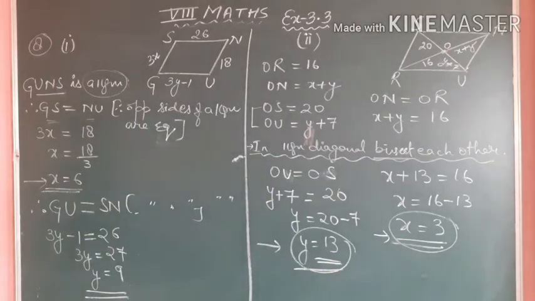Now question number 8 has been done. It has two parts. The first part is related to opposite sides of a parallelogram and the second part is related to the property that in a parallelogram diagonals bisect each other. Okay students, now you can take a screenshot or note down that.